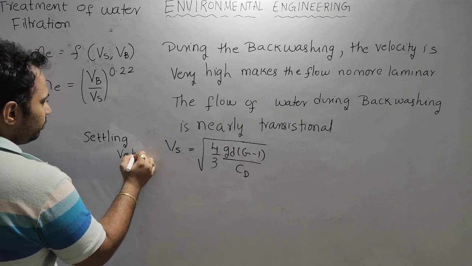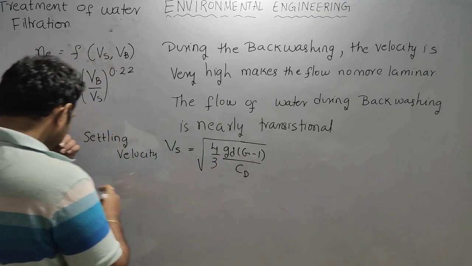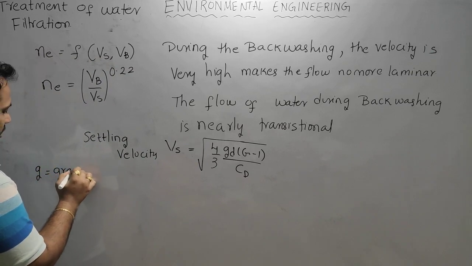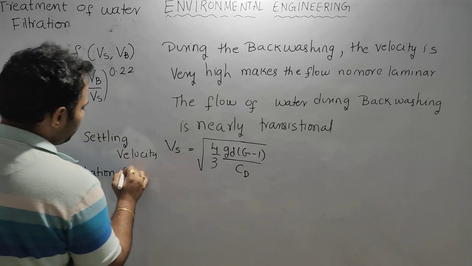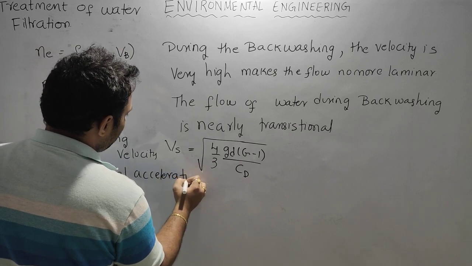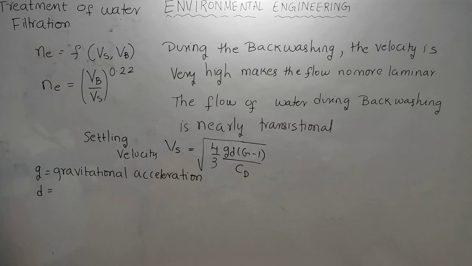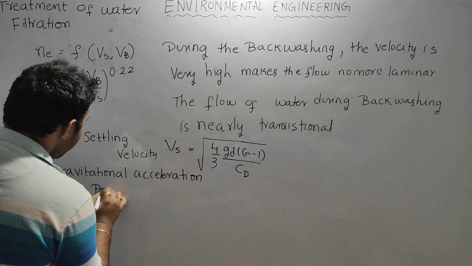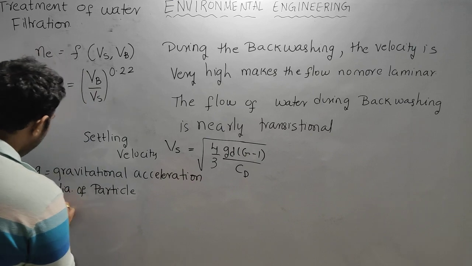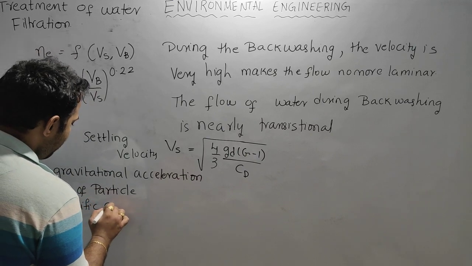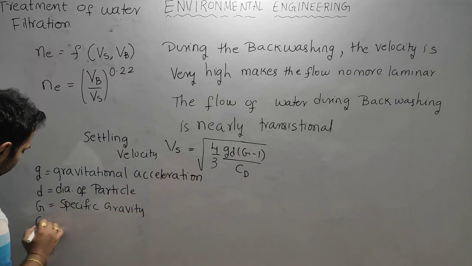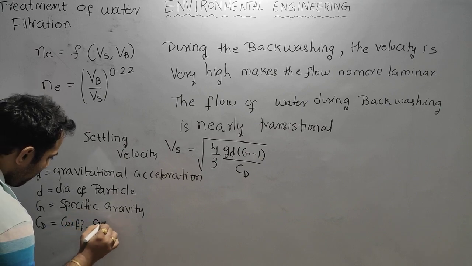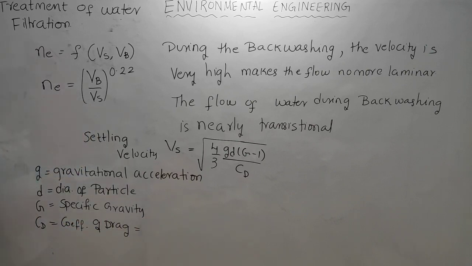Here g is gravitational acceleration, d is the diameter of the particle, G is specific gravity, and Cd is the coefficient of drag, which is equal to 24 by Re.